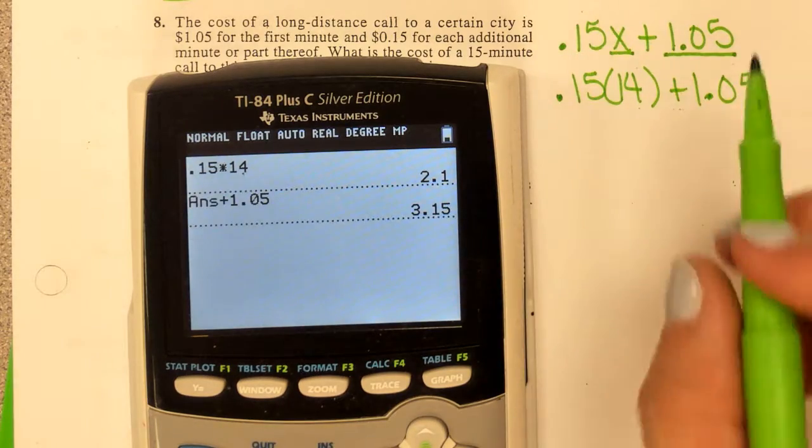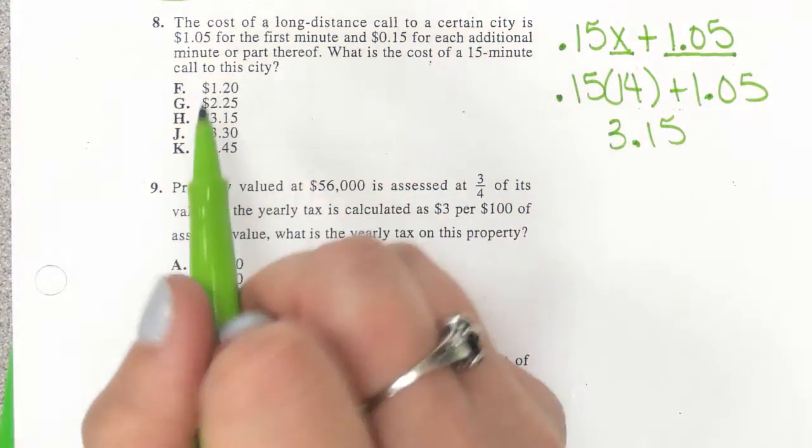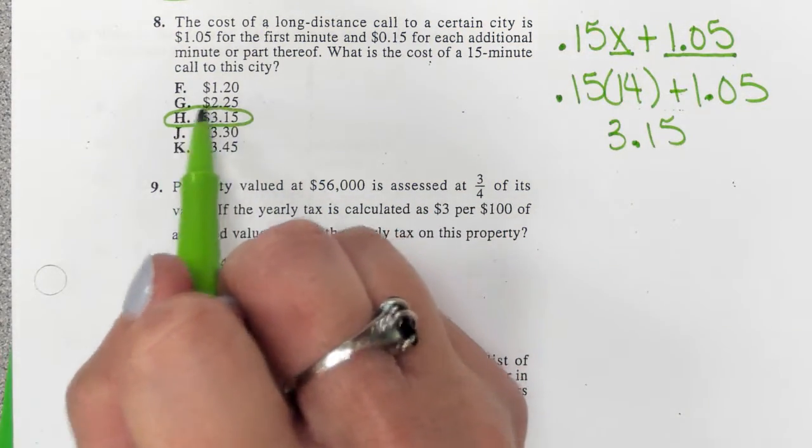How much did you get? 3.15. Very good, very good. Which is H. Very nice job. Very nice.